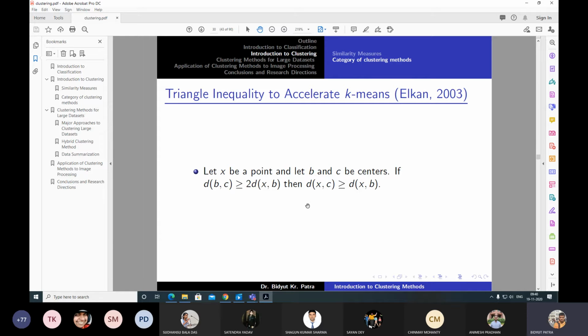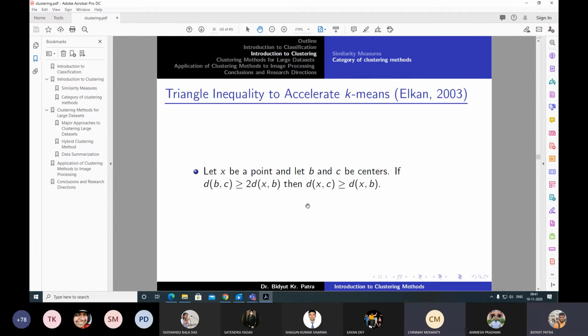Obviously you cannot tell exactly how much, because there is no surety that in no case you need to compute the distance. In some cases, if it fails, then you need to compute the distance. So from the complexity point of view, the asymptotic complexity will remain the same for both algorithms, accelerated k-means as well as the original k-means. But if you see the time, obviously this will be much faster than the original k-means. Yes, sir.